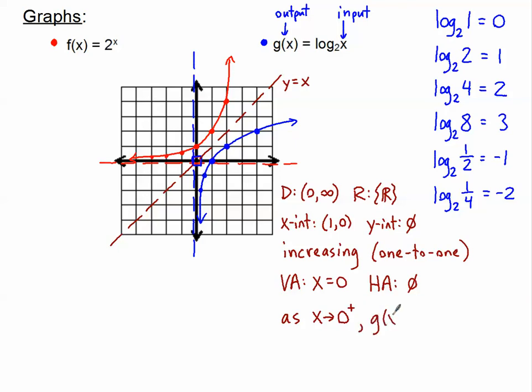G of x, let's see what's happening. As we get to the right and start approaching, getting closer and closer and closer to this vertical asymptote in the x direction, the function is pointing all the way down to negative infinity. So that's a little asymptotic behavior.